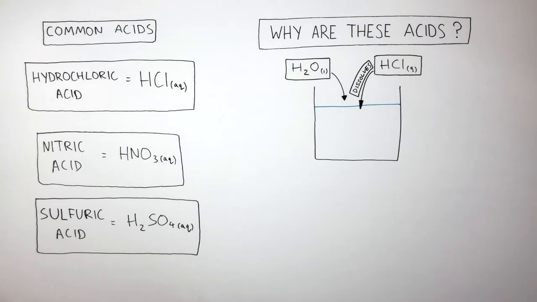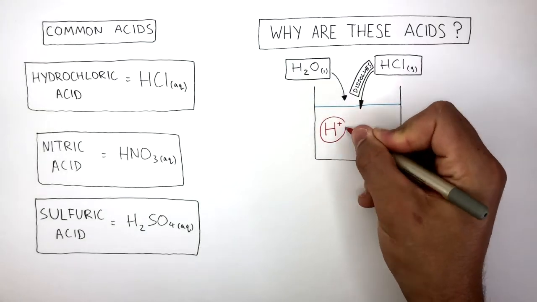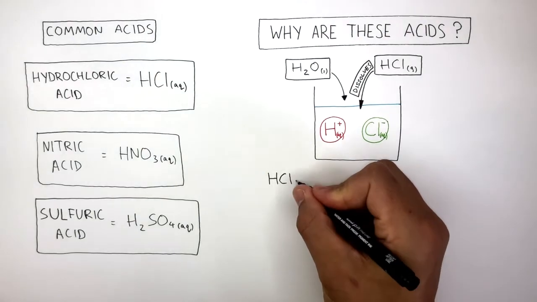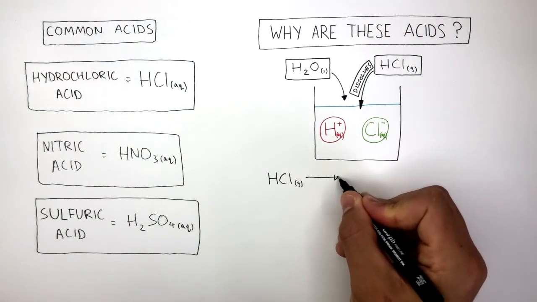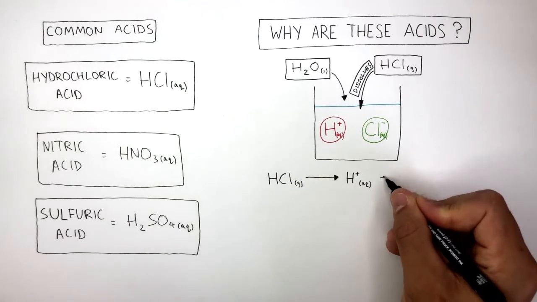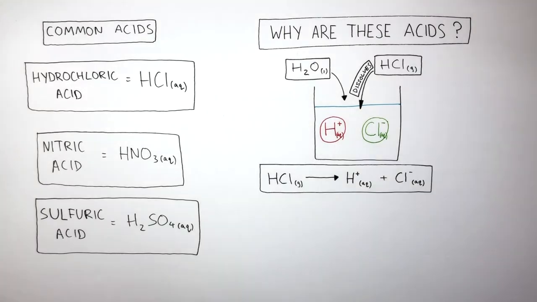so we dissolve the HCl into the water, this causes the hydrogen chloride, HCl, to ionize, forming H+ and Cl- ions, which are dissolved in the water, so they're aqueous. We can use an ionic equation to show what's happened, where HCl(g), G for gas, ionizes into H+(aq), aq for aqueous, and Cl-(aq), aq for aqueous.